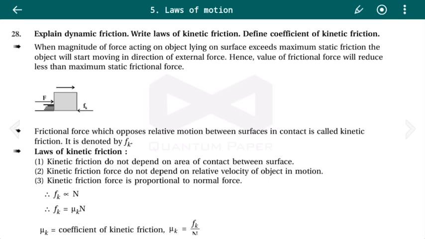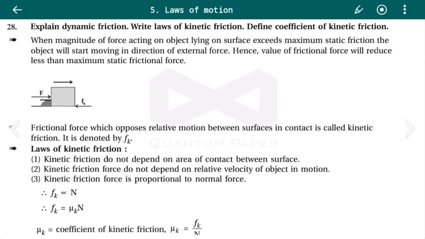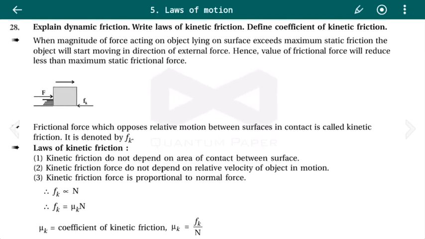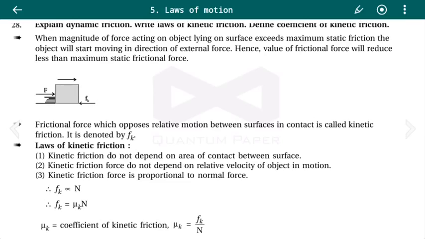We had already discussed static friction: the frictional force that opposes the external force to keep the object stationary is called friction, and the maximum frictional force beyond which the object comes into motion is called the static frictional force. Here, when the magnitude of force acting on an object lying on the surface exceeds the maximum static friction, the object will start moving in the direction of the external force. Hence, the value of frictional force will reduce to less than the maximum static frictional force.